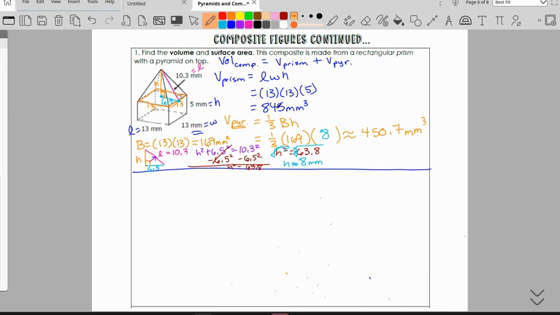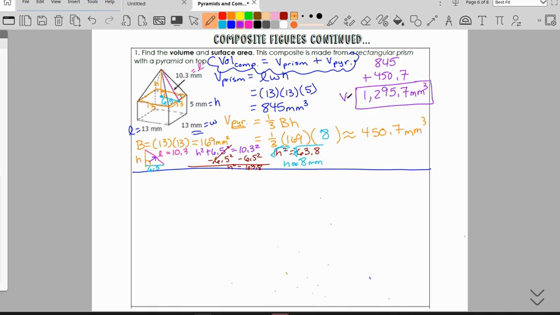Okay, all of that work, and we still haven't found the answer they wanted. We found the volume of the prism, we found the volume of the pyramid, but they asked for the volume of the composite. So what are we going to do with those two numbers? Well, we're going to follow our plan. We're going to take the volume of the prism, 845, and add the volume of the pyramid, 450.7. And that's going to give me 1,295.7 millimeters cubed, or cubic millimeters, because this is volume.